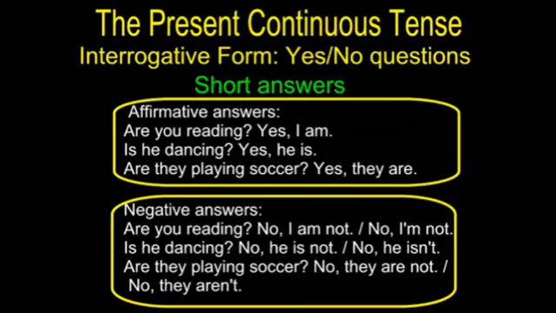Whereas in the negative answers, you can choose between the full form or the contracted form of the verb to be. For example, are you reading? No, I am not. Or you can say, no, I'm not. Is he dancing? No, he is not. Or, no, he isn't. Are they playing soccer? No, they are not. Or you can use the contracted form of the verb to be, no, they aren't.